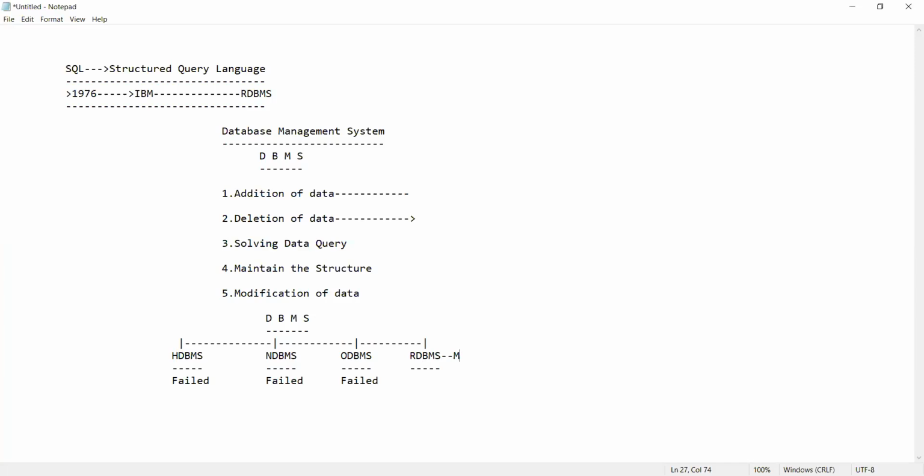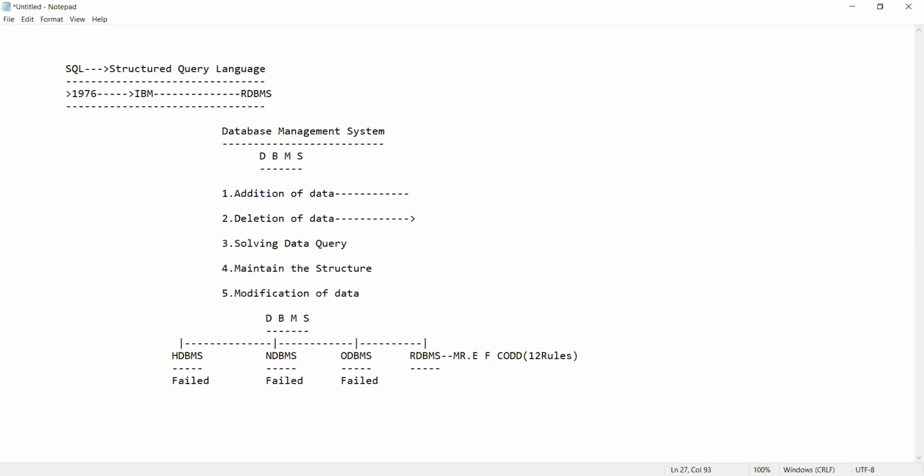It was developed by an author called Mr. E.F. Codd. At the time of developing this technique called RDBMS, he assigned 12 rules.